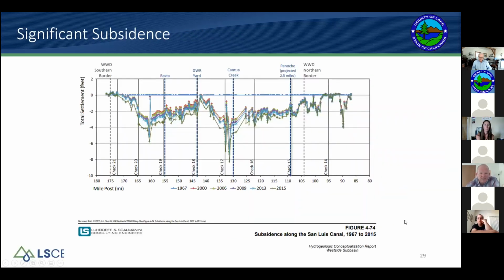We're not seeing it here. This is just an example for when you start asking folks, well, how much subsidence do you see? This is looking at an area along the San Luis Canal in the San Joaquin Valley. Look at some of the subsidence values. These are anywhere from 0 to 8 feet of settlement. This is going back to 1967, obviously, but in a lot of these cases where there's heavy groundwater extraction, you're seeing a lot of subsidence induced from pumping.